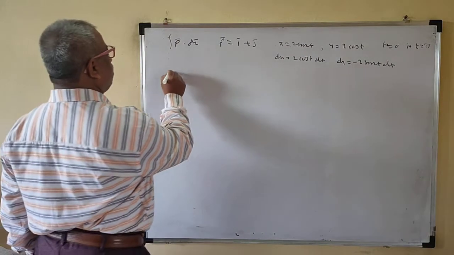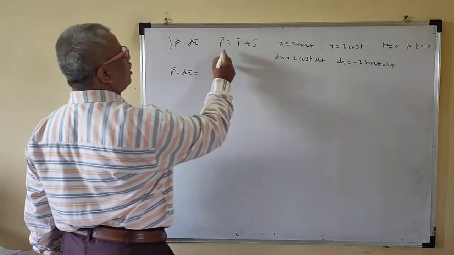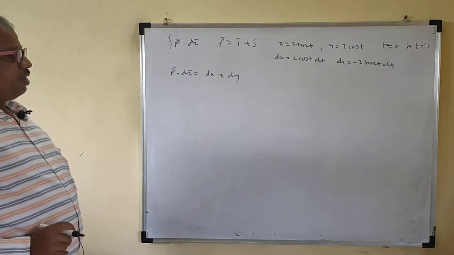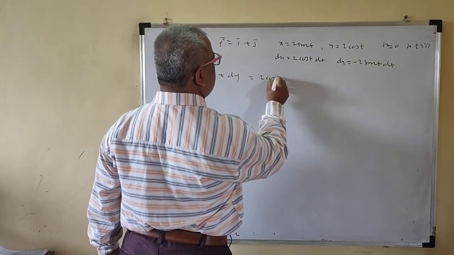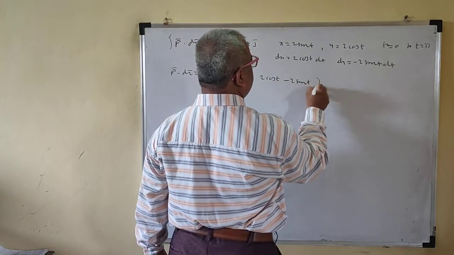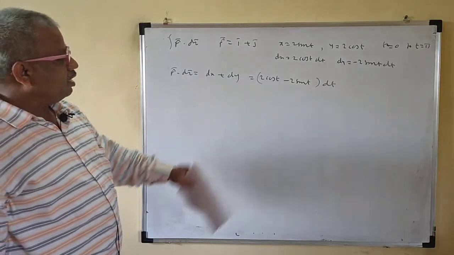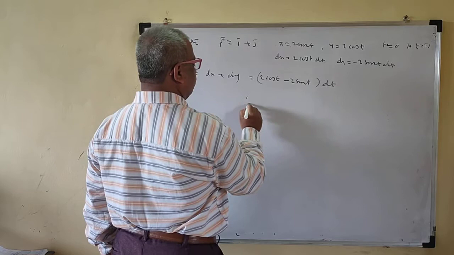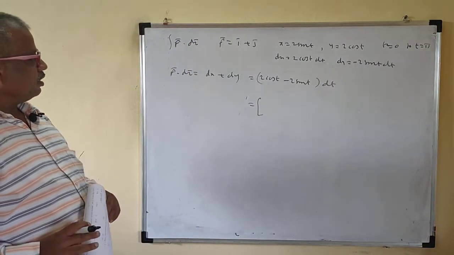So what is F bar dot dr bar? F bar dot dr bar is simply dx plus dy. So this is 2 cos t dt minus 2 sin t dt. And you have to integrate this with respect to t, from 0 to pi. So we'll integrate this now.